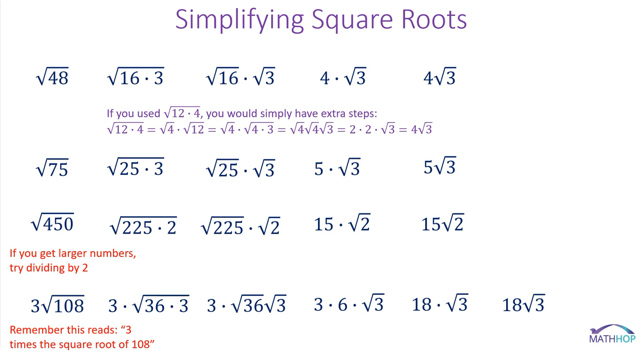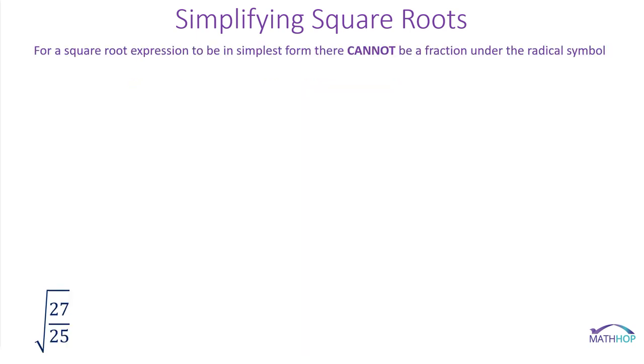All right, so now we're going to simplify square roots that look a little different. Whoop, ignore this right now. I must have messed up my animation. Okay, we're going to look at square roots that have fractions underneath. For a square root expression to be in simplest form, you can't have a fraction under the radical symbol. So you cannot turn this in as your answer, the square root of 1/4.